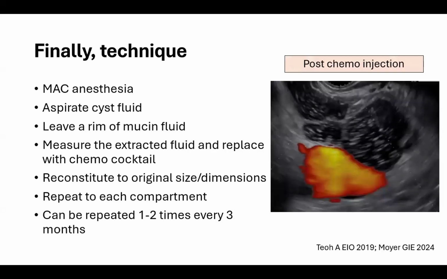Finally, just about the technique, you can do it with MAC anesthesia. When you do this, you want to aspirate entirely the cyst fluid, leave a rim of mucin fluid within it, and then you want to measure exactly how much you extracted of the fluid, and then replace it with the chemotherapy cocktail that you have. Again, no more than 25 mL in total. And then you want to reconstitute this to the original size and dimensions that you had. That's typically guided by the volume that you had and by the endosonography images.